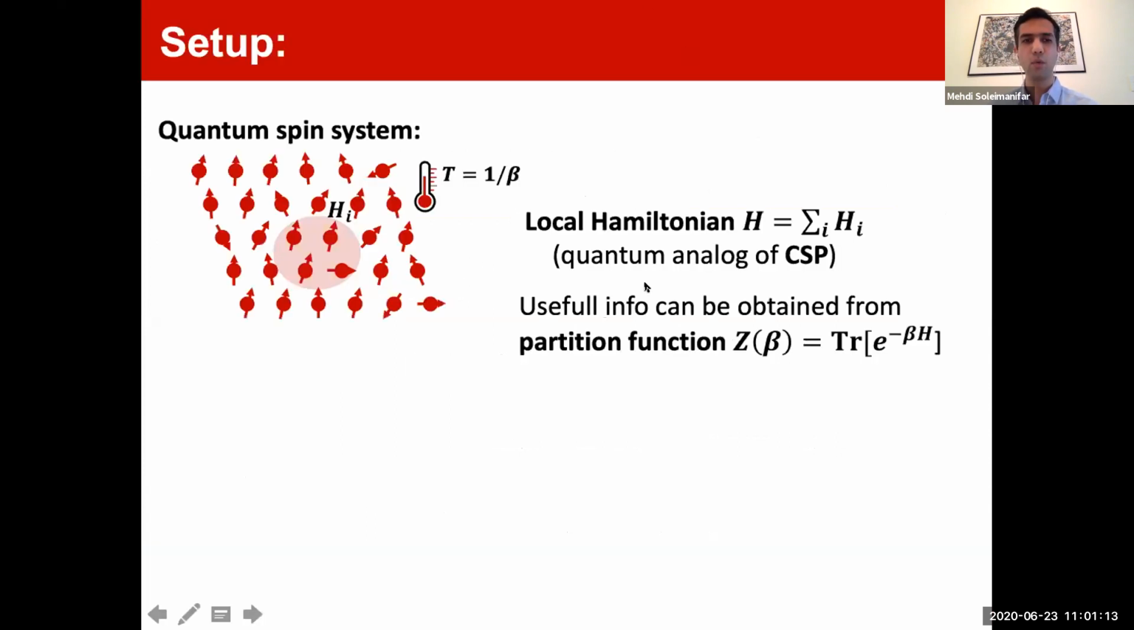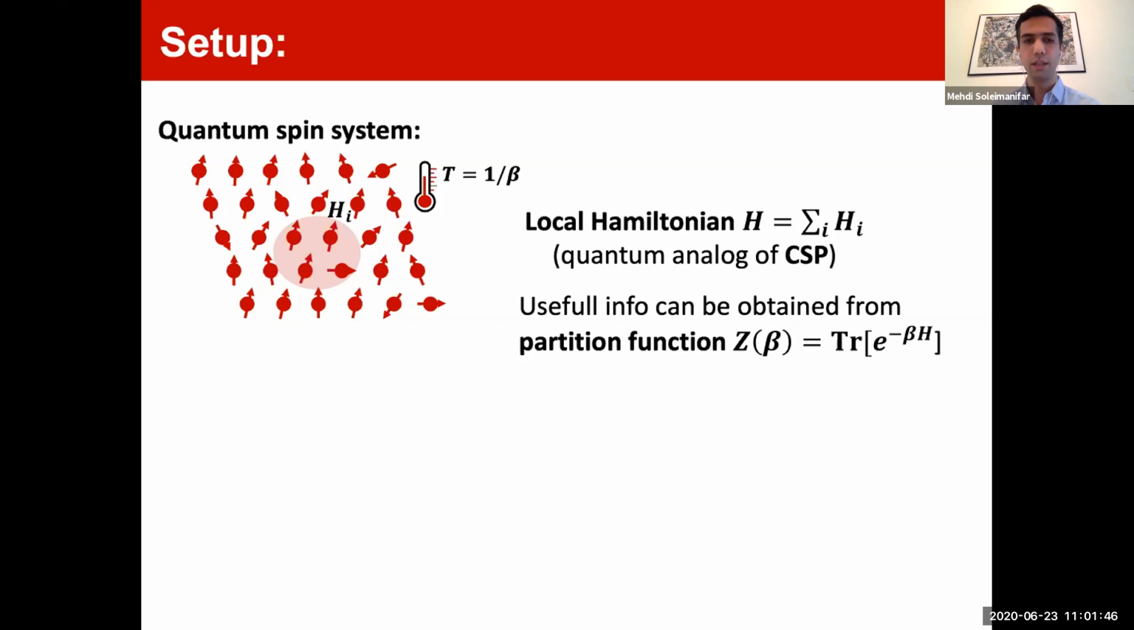which is about quantum spin systems. So the motivation comes from physics, where physicists would like to understand the properties of a system that consists of interacting quantum particles that we call a spin. The interaction between these spins is described by a local Hamiltonian, which is basically the quantum analog of a constraint satisfaction problem. In general, the local Hamiltonian is an exponentially large matrix in terms of the number of spins, but it also has a structure. It's a sum of local operators.